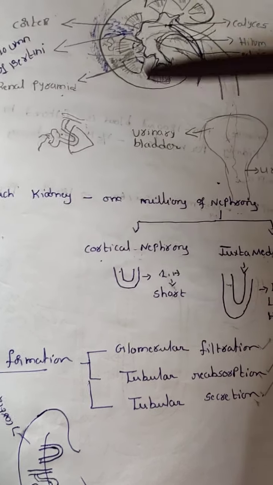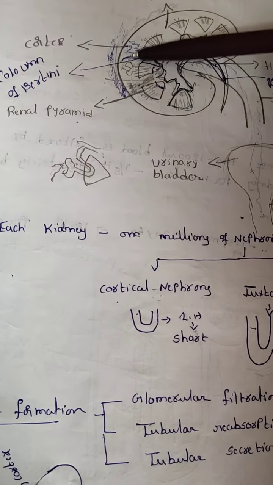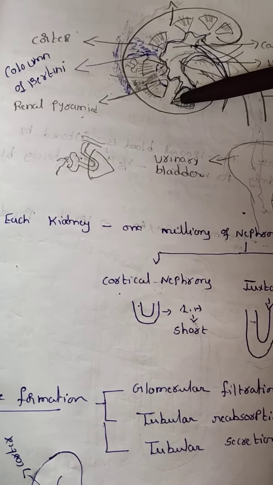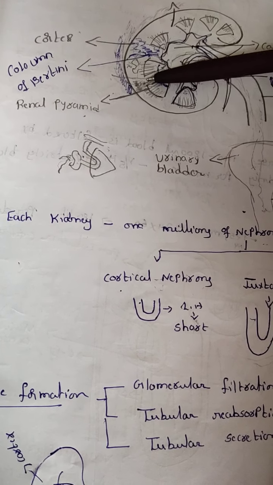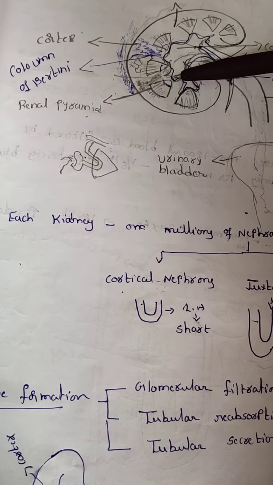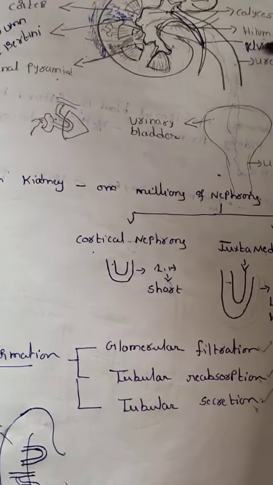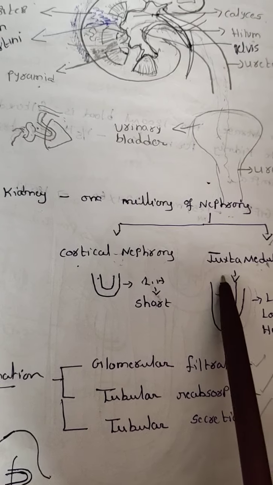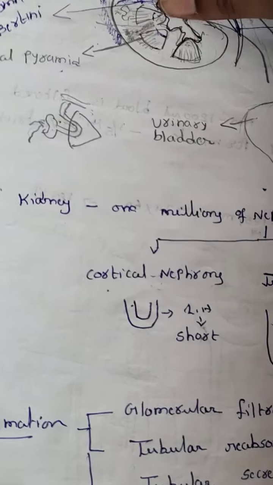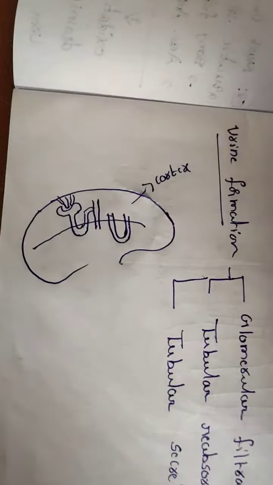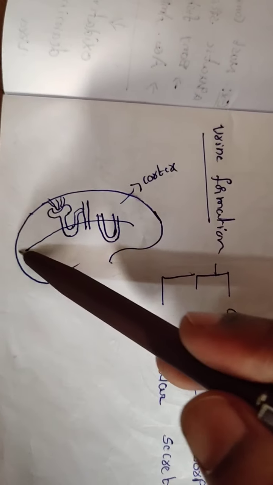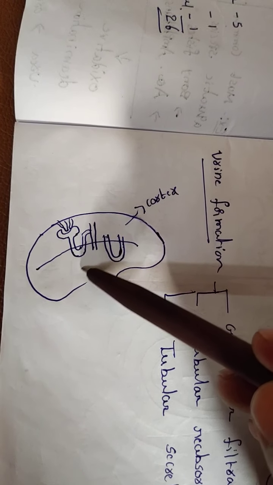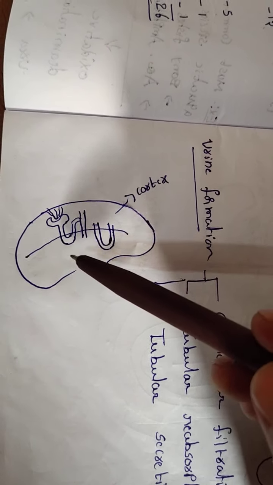Now, I already said that in the kidney the outer part is called the cortex and the inner part is called the medulla. This conical shaped structure is called the renal pyramid, and this is the renal papilla. What is the difference between the cortical nephron and the juxtamedullary nephron? Suppose this is the kidney. The outer part is the cortex, and the inner part is called the medulla.